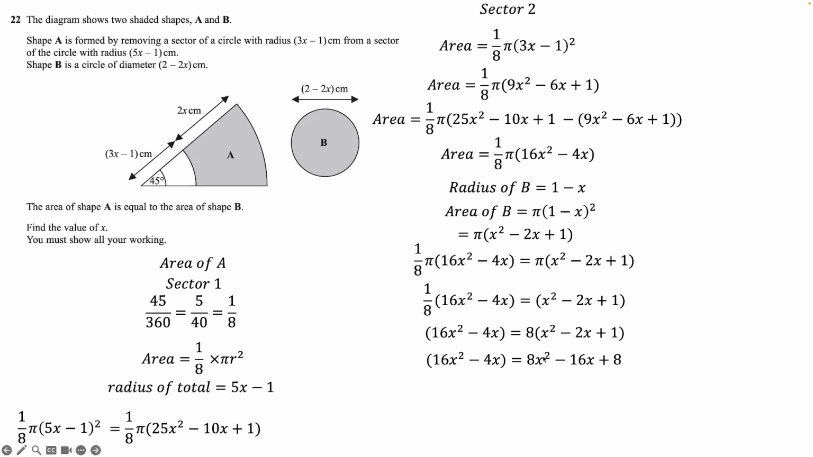And then we can take everything to one side. And so we do 16x squared minus the 8x squared. That gives you 8x squared. We have the minus 4x plus the 16x. That gives us 12x. And then the minus 8 goes here. Now we have a quadratic. Well, we can simplify this quadratic by dividing by 4. So that gives us 2x squared plus 3x minus 2.